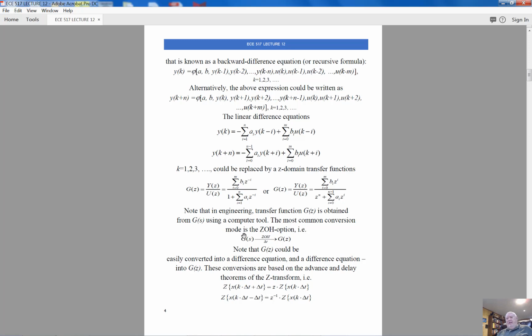Now, we can also obtain the z-domain transfer function directly from the difference equation. How do we do it? We do it using the properties of the z-transform. This property is known as the advance theorem. This property is known as the delay theorem. Using these theorems, we can take the difference equation and obtain the z-domain transfer function easily. It's exactly like getting the s-domain transfer function from a differential equation.